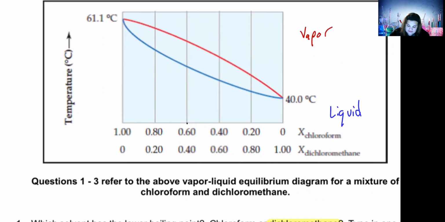So we have 60% chloroform. That's the liquid curve, right? We want to go to vapor. So then we come across until we hit the vapor curve, and then we come back down. Okay, that's how we draw that one.